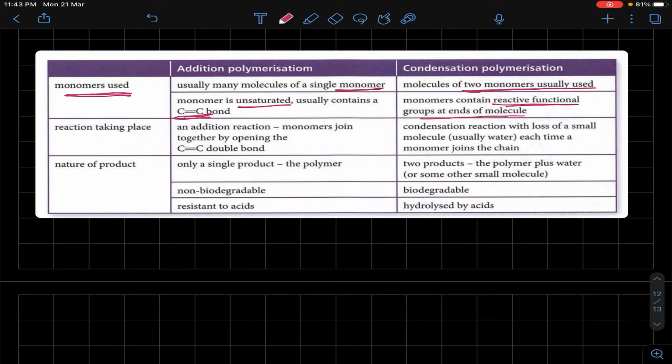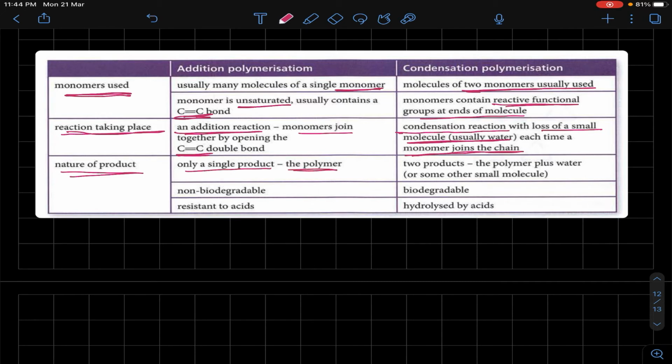And then the reaction which occurs in addition polymers. In addition polymers, the reaction is an addition reaction. And how do addition reactions occur? Monomers join together by opening the carbon-carbon double bond. The carbon-carbon double bond breaks into carbon-carbon single bonds, and monomers make covalent bonds with each other. In condensation polymerization, a condensation reaction occurs with loss of a small molecule, and usually that small molecule is water. And each time a monomer joins the chain, right? And then the last one, this is very important, the nature of the product. In addition polymers, we only get a single product, and that is the polymer.